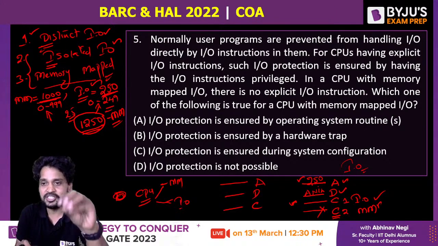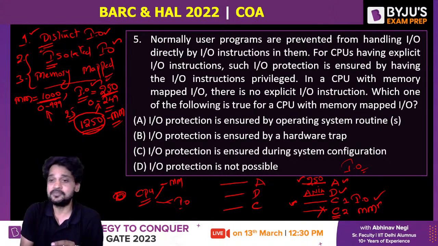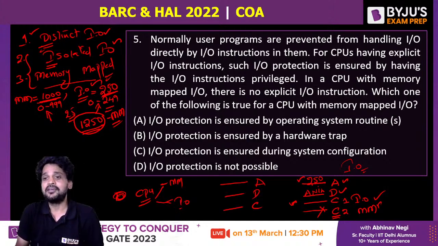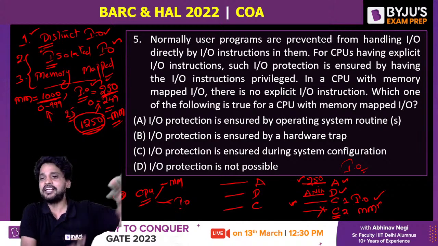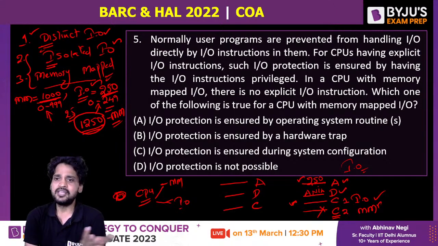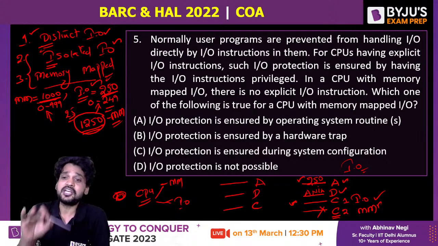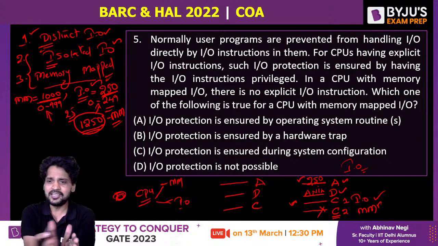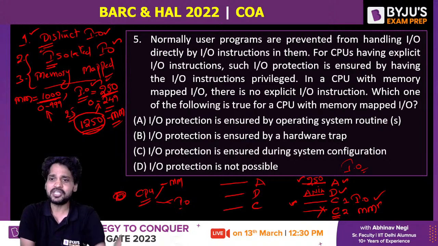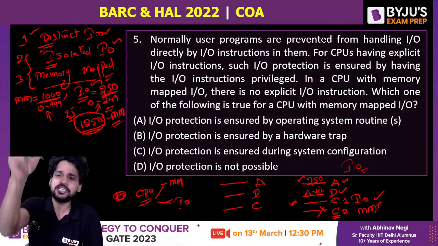When an IO instruction is executed, it will be executed by the CPU on behalf of the user, to get the IO devices completely protected. But here, there are no IO instructions. Any instruction which accesses the main memory can also access the IO device. So there is no distinction between memory instructions and IO instructions. So how is protection possible?